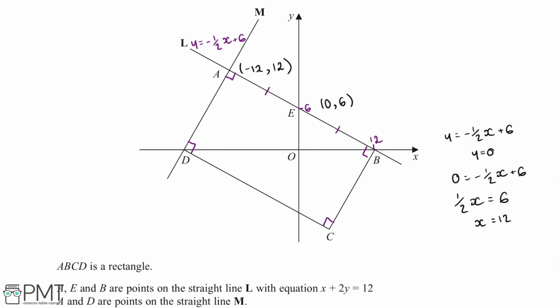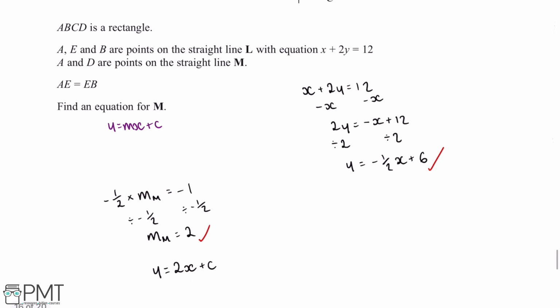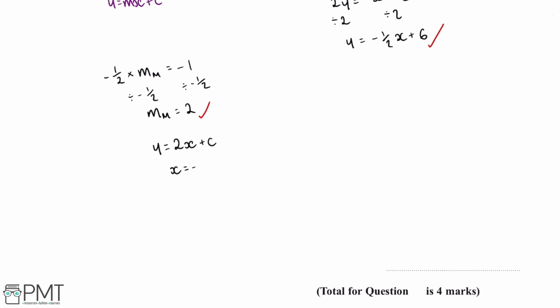Now point A lies on the line M, so we can substitute these values back into our equation. So 12 is equal to 2 multiplied by negative 12 plus c. So we can first start off by expanding out these brackets, and this gives us 12 is equal to negative 24 plus c. And again we'll need to get c on its own on one side, so we can add 24 to both sides, and this tells us that the y-intercept is 36.